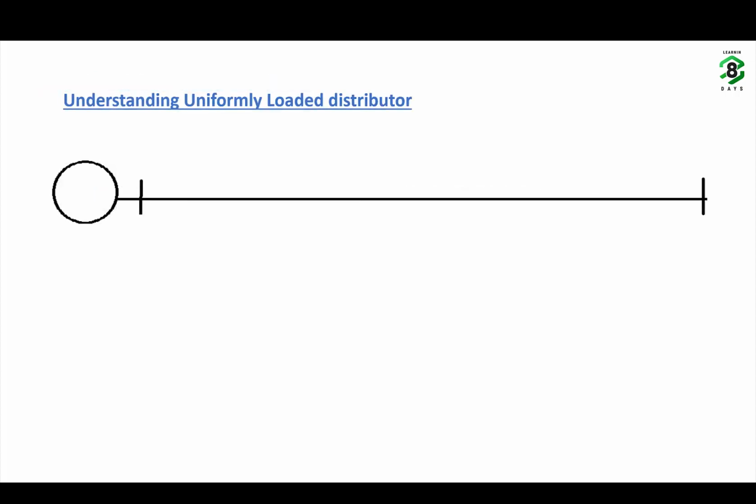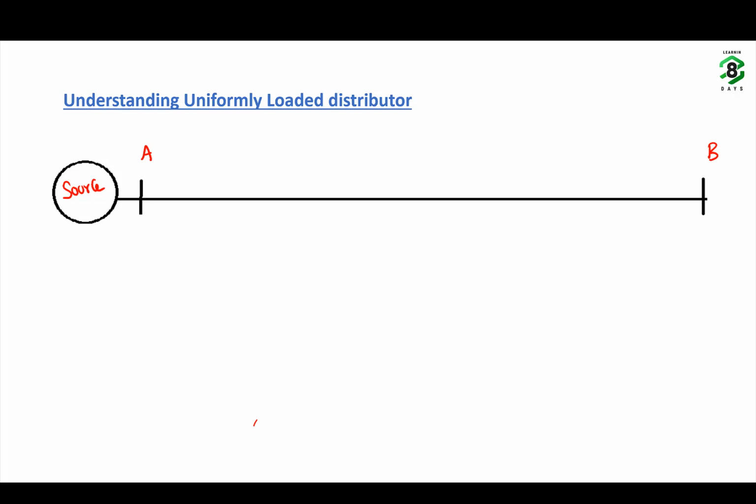Now, the third case is the uniformly loaded distributor. What do you mean by a uniformly loaded distributor? Again we have considered a distributor which is fed from one end. This is the source. Let this point be A, this point be B. Now this distributor is uniformly loaded. What do you mean? The current tapped per unit length is constant throughout the distributor.